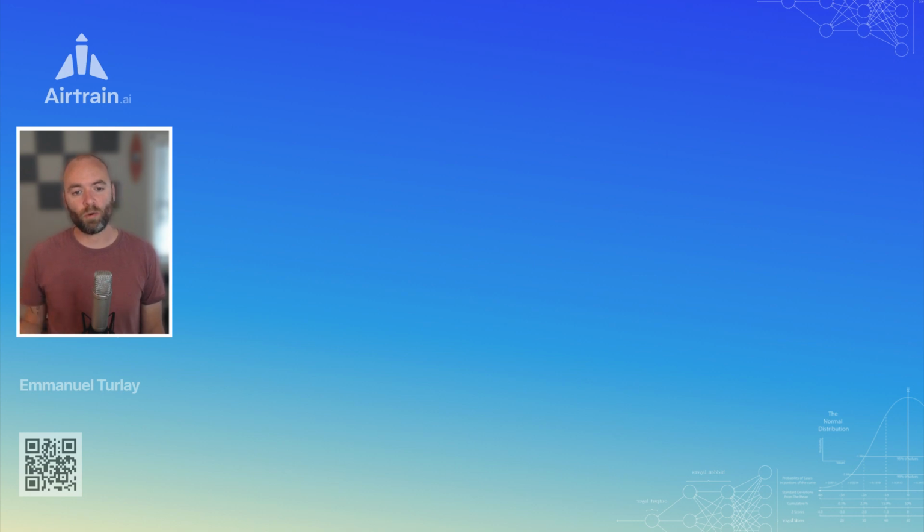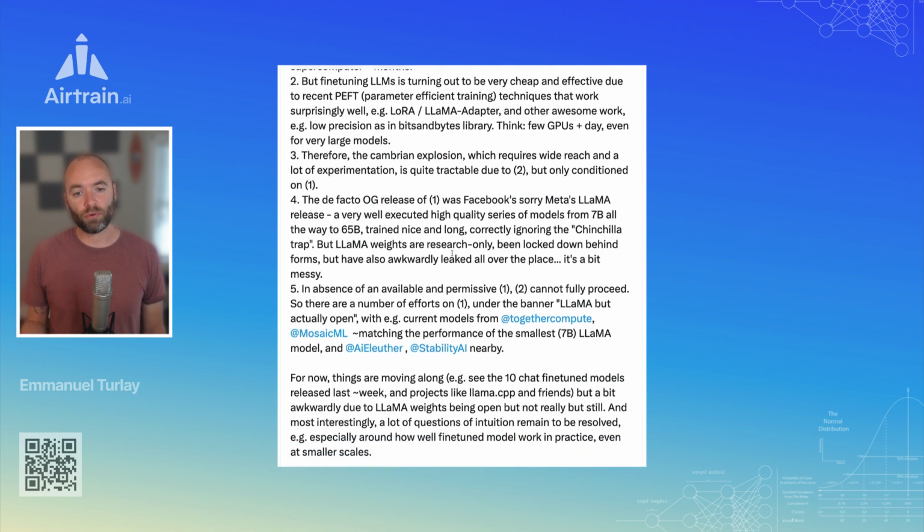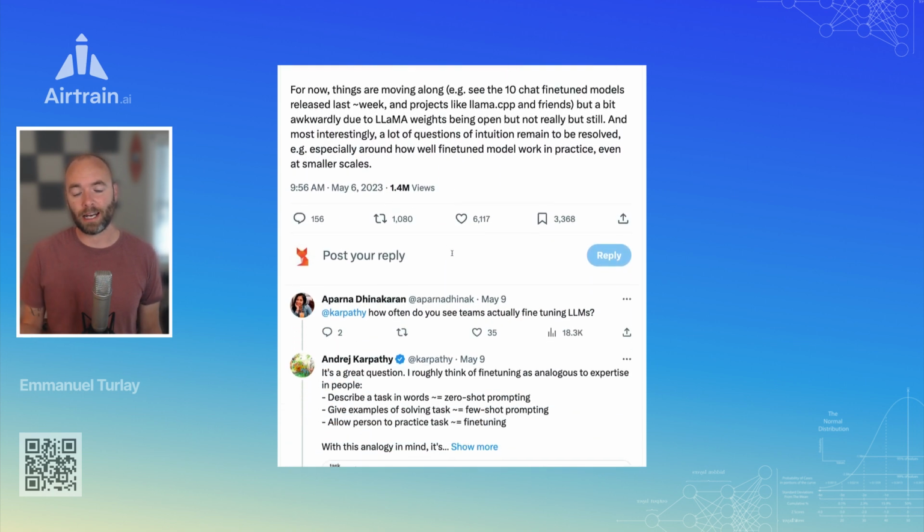Today I want to talk about a plot that I found online. It was published back in May on Twitter by Andrej Karpathy. Andrej Karpathy is one of the founding engineers of OpenAI, went on to work at Tesla, and is back at OpenAI now. And the plot essentially explains the various techniques you can use to improve the performance of an LLM.